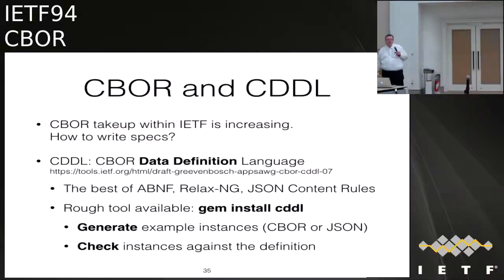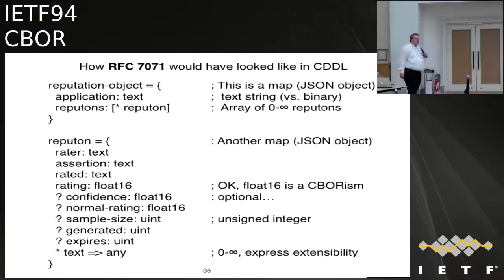So this is an example how a large part of RFC 7071 would have looked in CDDL. That's actually a JSON spec, but because JSON is a subset of CBOR, of course CDDL can describe JSON documents as well. So a reputation object is a map with two keys, application and reputons, where application is a text value and reputons is an array of 0 or more reputons.